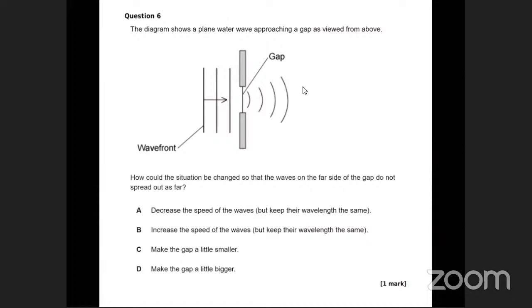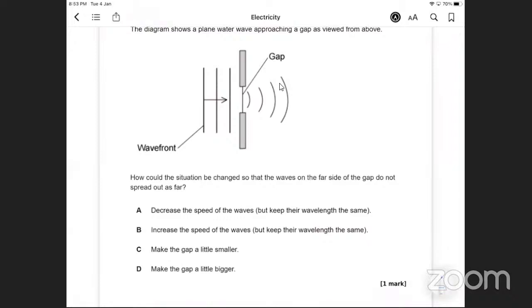So if you're passing a wave through a gap, it is interfered with, and it experiences friction through the gap right there. Let me just select my pen. So it experiences friction here. They're asking, if we want the waves not to spread out as far on the far side of the gap, what do we have to do?